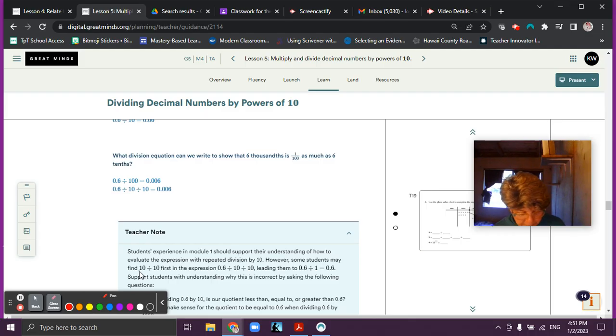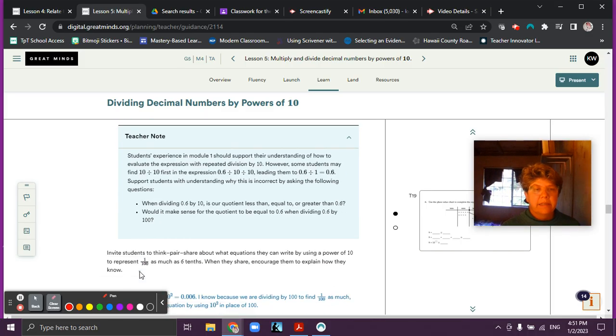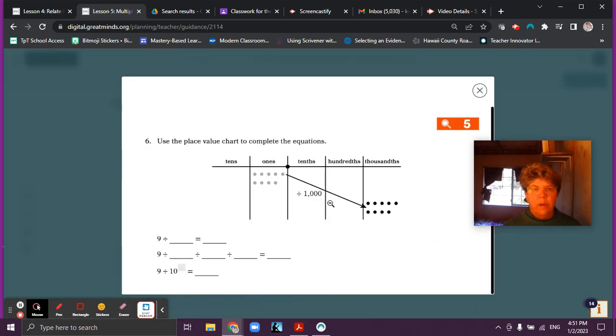Let's look at number 6 on page 46. Number 6 in your book. There we go. That's what number 6 looks like in your book. And it says use the place value chart to complete the equations. So there you see we have 9 ones divided by 1,000. And they're showing 9/1000ths. Okay, so then we just need to fill this in to match that.